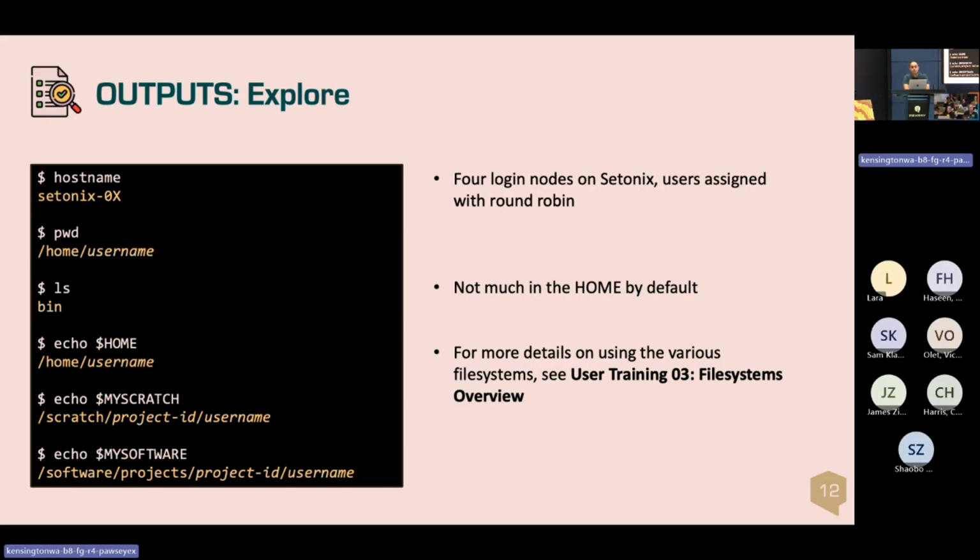The project directory is readable and writable by all members of the project, while your private directory is readable by other members of the project, but they cannot write to it.